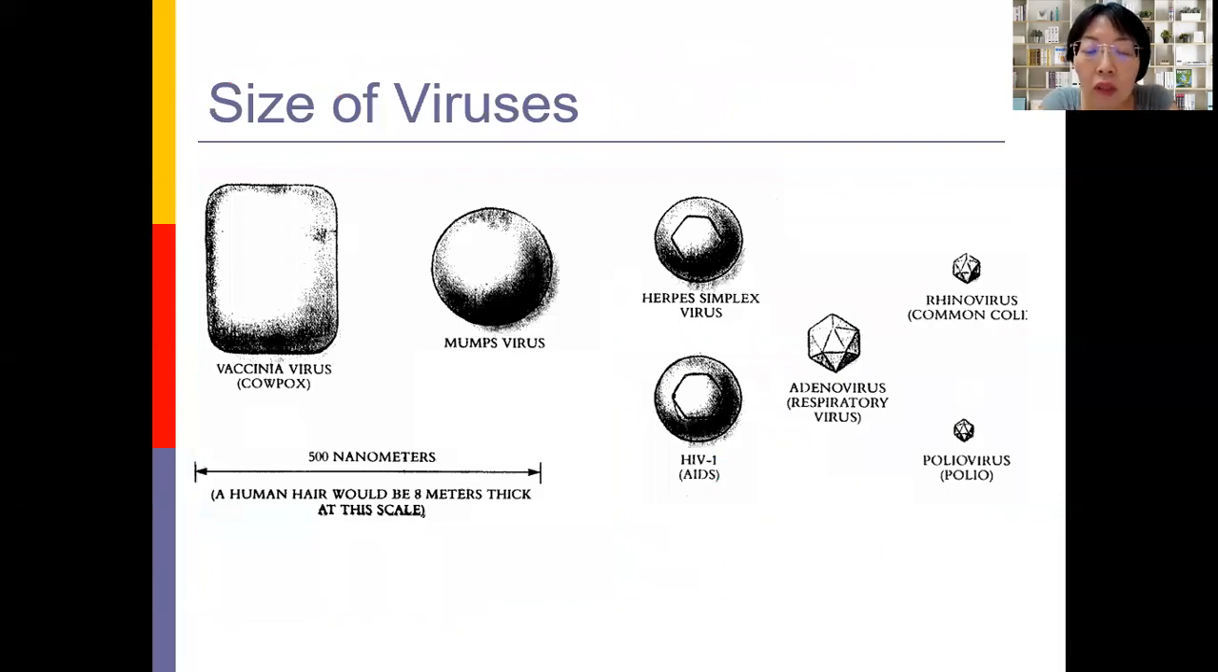So the range of the size of virus can be very big, right? It ranges from 10 to 300 nanometers. Over here, the thickness of our hair is 500 nanometers. Can you see that? The virus is actually smaller than the thickness of our hair, so we cannot see them. So these are the various viruses and the size of the virus.